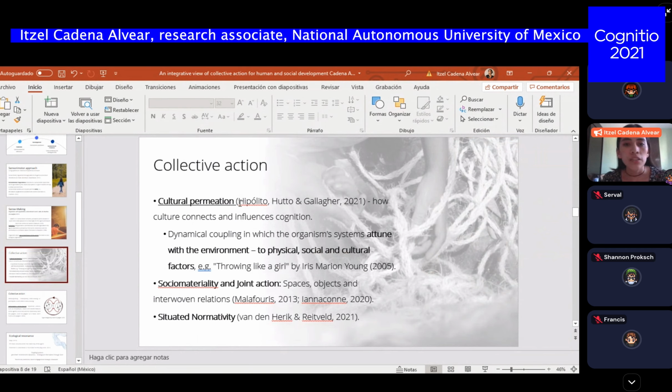First is the cultural permeation that was introduced by Ines Hipólito, Daniel Jutoe, and Gallagher in 2021. And they talk about how culture permeates and influences cognition based on a dynamical coupling in which the organism systems attune with the environment to physical, social, and cultural factors. So, a great example for this kind of cultural permeation is the essay made by Iris Marion Young, who is a feminist phenomenologist, Throwing Like a Girl. That is the name of the essay.